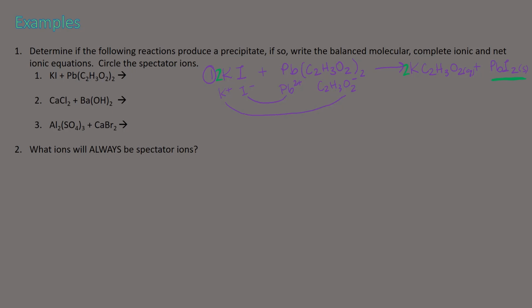All right, so now I need the complete ionic equation. And the complete ionic equation, we're going to separate everything that's aqueous. And so these are both aqueous here. All right, so we've got 2 potassiums plus 2 iodides because I have to keep this constant, right? I've got 2 of both of those, plus 1 lead-2 ion plus 2 acetates.